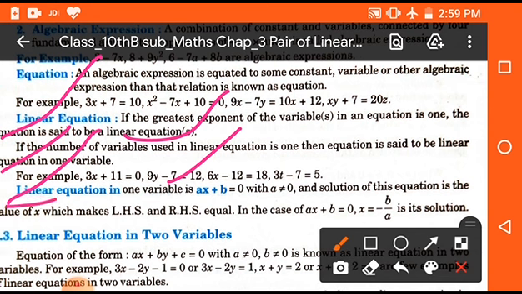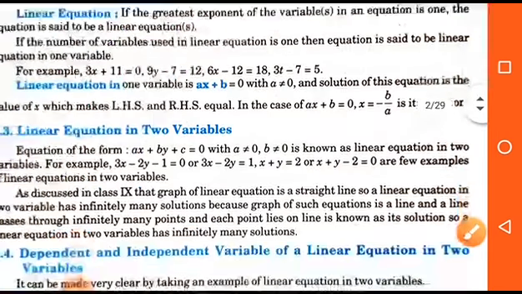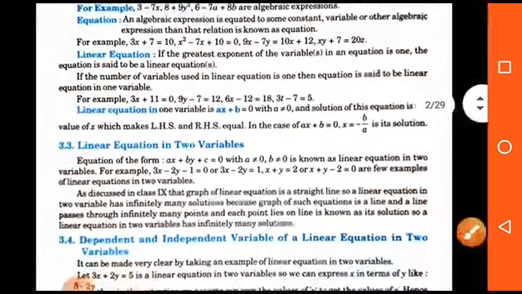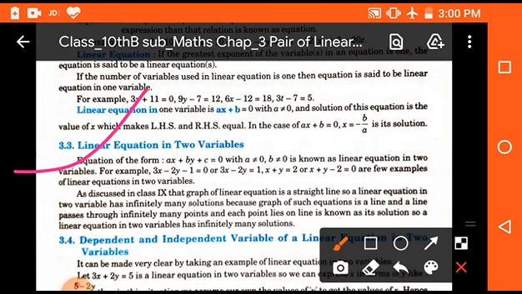Now, linear equation in two variables: we take two variables x and y, and they are connected by an equation. Some examples are ax plus by plus c is equal to 0. Here x and y, two variables, are connected by an equation, so we can say that it is an example of a linear equation in two variables. Clear?